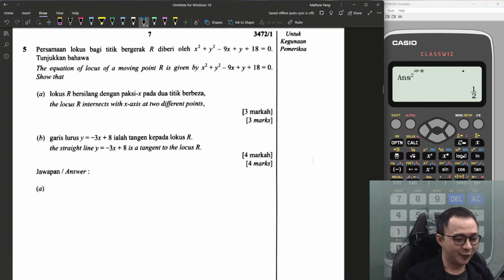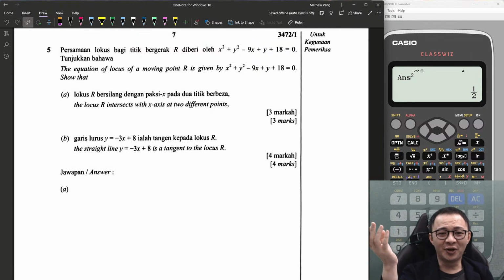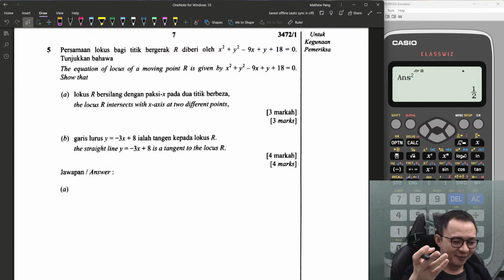So number 5, the equation of locus moving at a point. Sir, how do you solve this question? Sir, didn't you solve this question before? Yeah, if you watch my video from the last 2 days, I solved it. One of the students sent a question to me, and because he was so worried whether he got it right or wrong, I literally solved it for him.